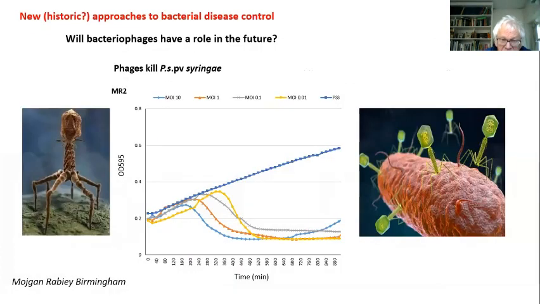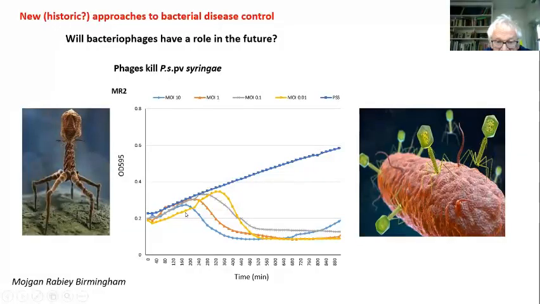So the other approach, which is becoming quite topical, is the use of bacteriophages. But this, of course, has been around for a long time, the potential to use bacteriophages to kill pathogenic bacteria, whether human or plant. And that's a rather nice picture of a bacteriophage here, and it's attacking the bacteria. And this is what it does. There are definitely phages out there which kill Pseudomonas syringae pathovar syringae. This is work by Mojgan Rabiey at Birmingham.